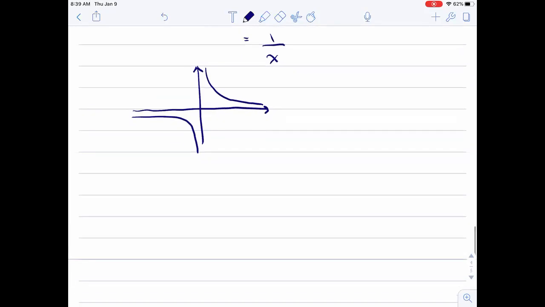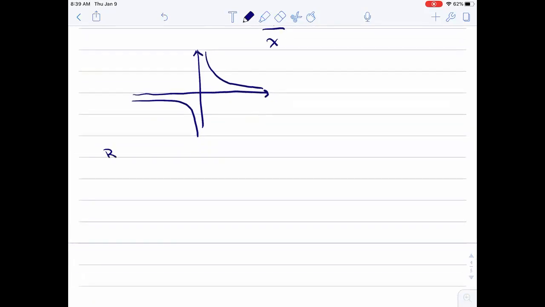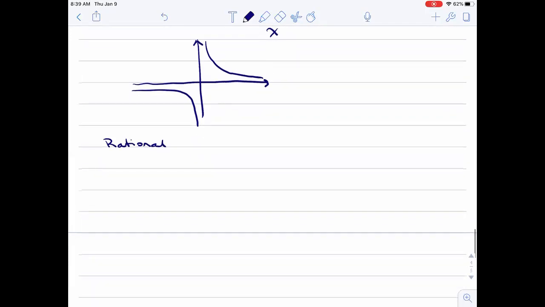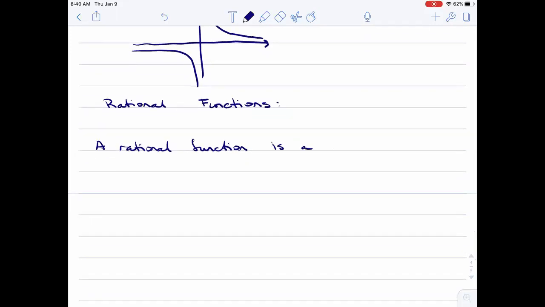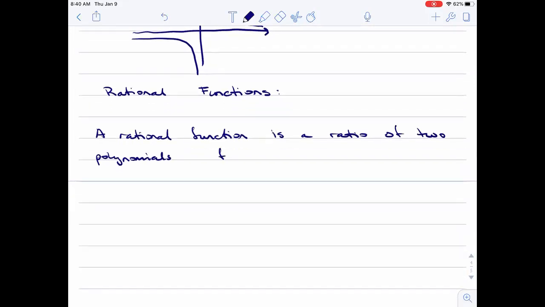Anyways, rational functions. Now we get into kind of the nasties. A rational function is a ratio of two polynomials, right? So a polynomial divided by a polynomial. So it'll look something like f of x is p of x over q of x.